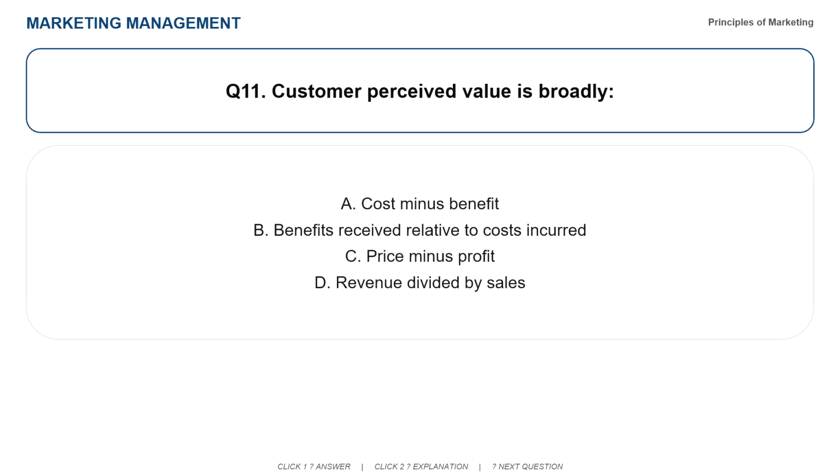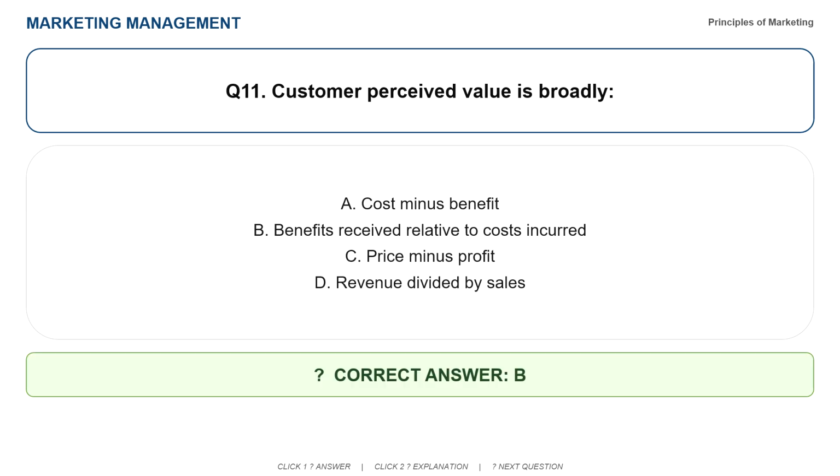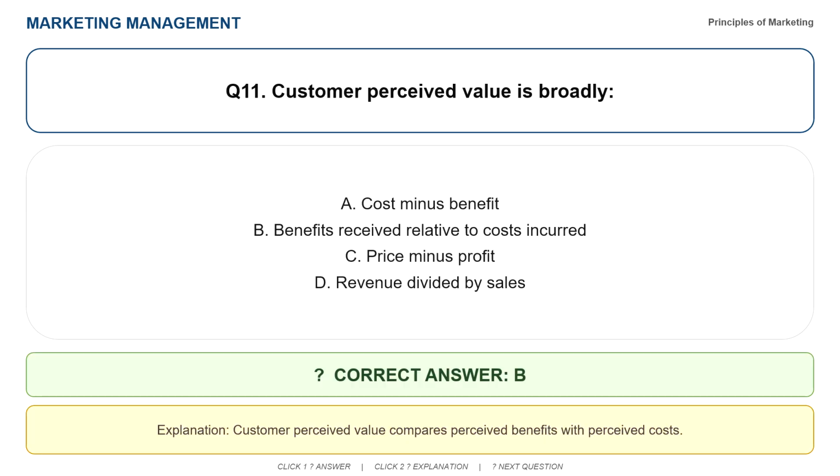Question 11. Customer perceived value is broadly: Option A, cost minus benefit. Option B, benefits received relative to costs incurred. Option C, price minus profit. Option D, revenue divided by sales. The correct answer is B. Explanation. Customer perceived value compares perceived benefits with perceived costs.